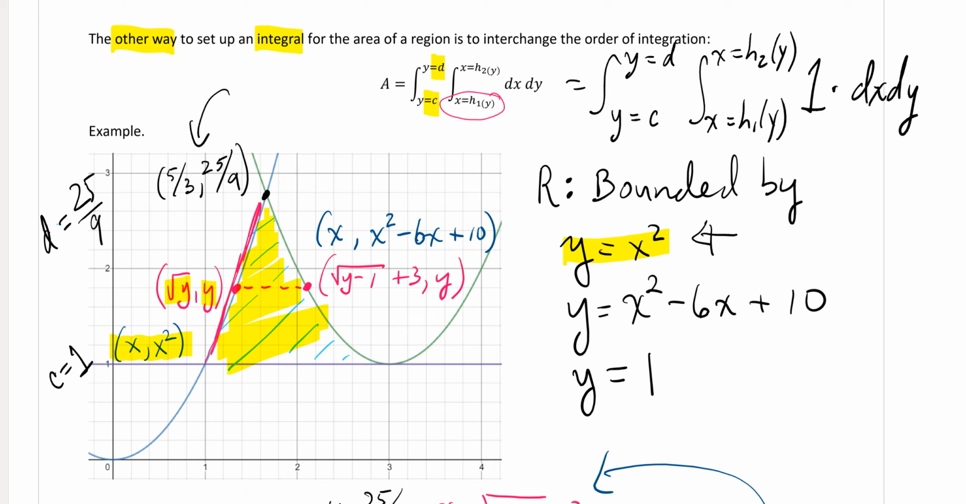The h2 of y function represents the right-hand boundary, x equals h2 of y. So in this problem, that's this parabola here. So we need to do the same kind of thing. We have that parabola is y equals x squared minus 6x plus 10. We have to solve that equation for x. Which gives us x equals square root of the quantity y minus 1 plus 3, comma y, is a different way to express this point. This way is in terms of y, which is what we want.